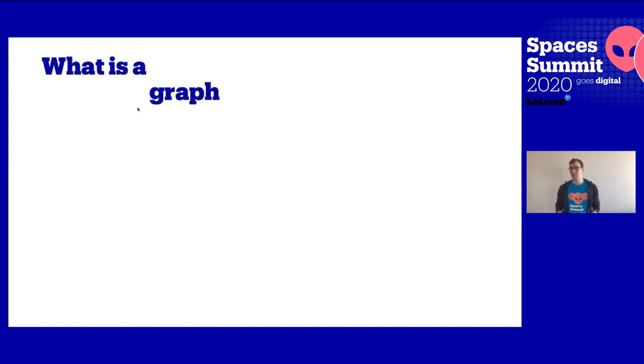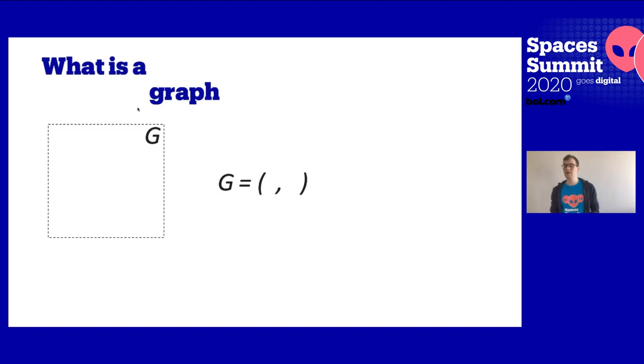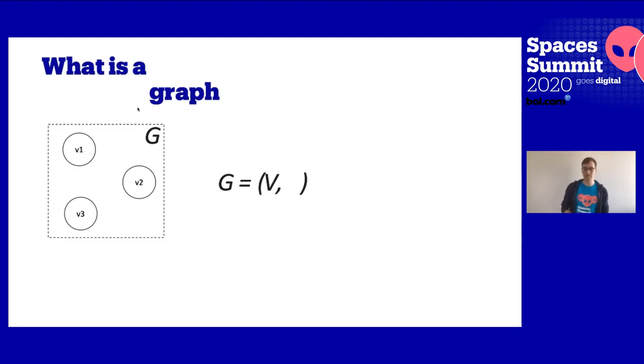So before we can talk about graphs, what is a graph? Mathematicians define a graph using formulas, but I'll draw an example for you here. A graph consists of two things, namely nodes, those are the entities, and the relations between them called edges. And that's pretty much it.